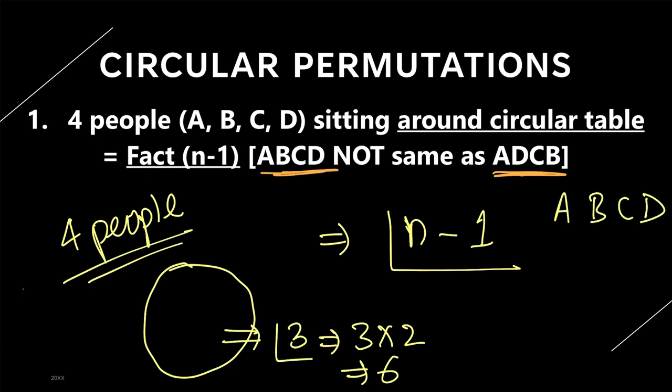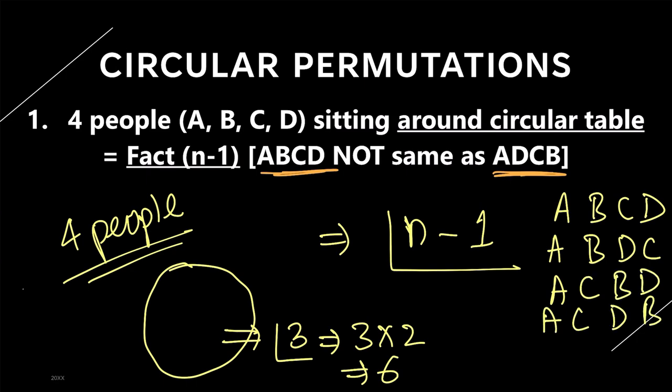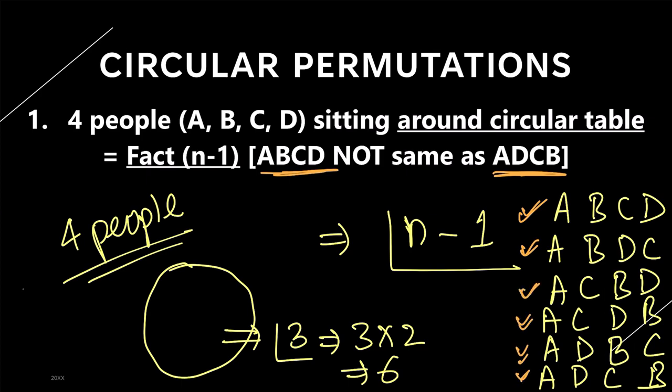A, B, C, D sitting, then A, B, D, C, then A, C, B, D, then A, C, D, B, and so on, then A, D, B, C, and A, D, C, B. These are the 6 ways. These are the only 6 cases which are possible, right? So n minus 1 factorial, right?